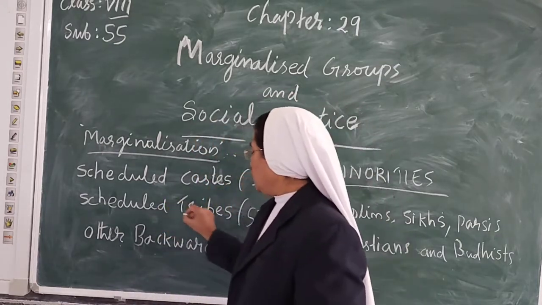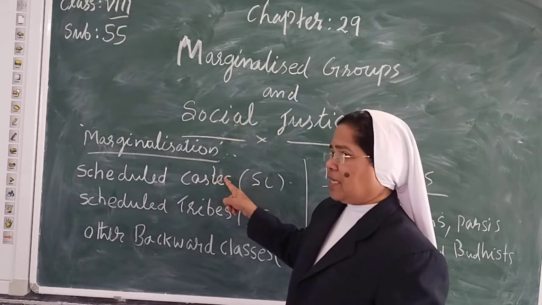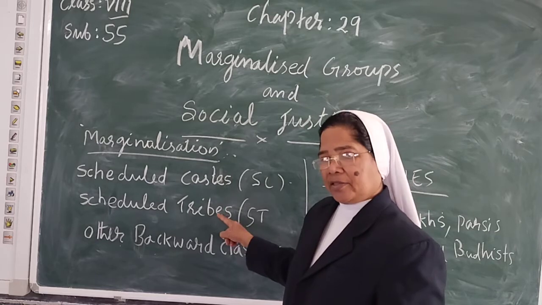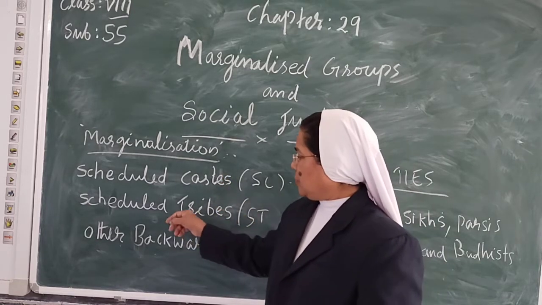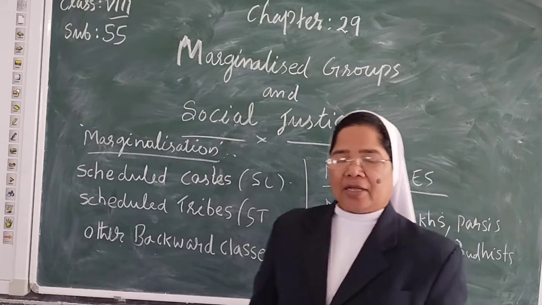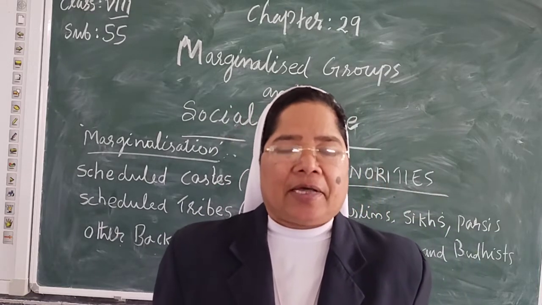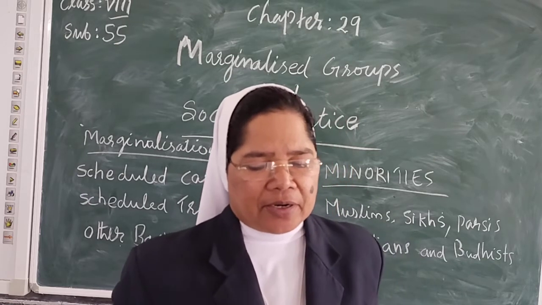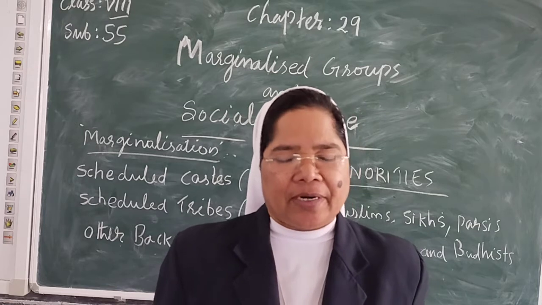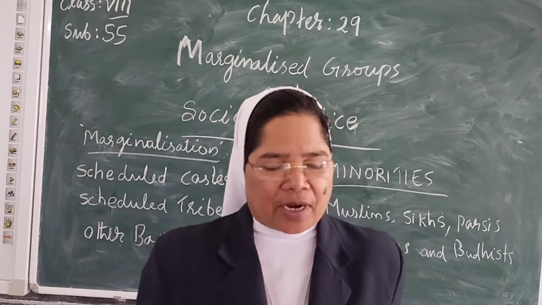The scheduled tribes are called this. Scheduled caste is Dalit, but this is Adivasi. That is the difference between Dalit and Adivasi. Scheduled tribes are for the Adivasis. They are also referred to as Adivasis. They are often grouped together in the category of scheduled castes and scheduled tribes.